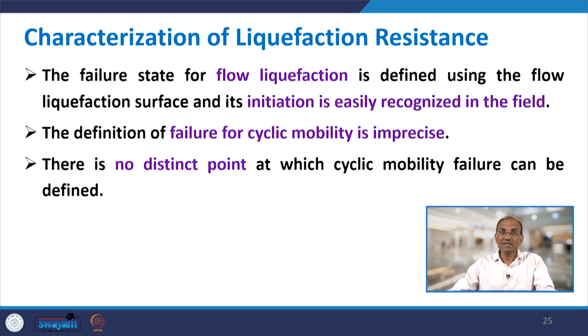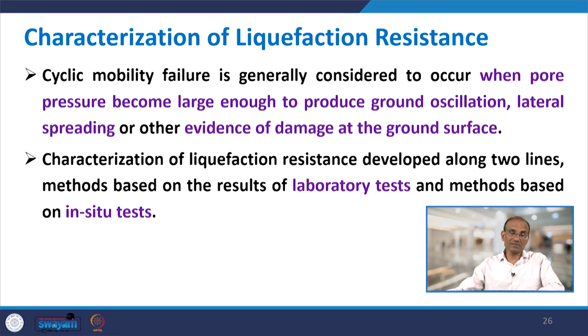There is no distinct point at which cyclic mobility failure can be defined. As a result, some strain or some pore pressure is estimated. Cyclic mobility failure is generally considered to occur when pore pressure becomes large enough to produce ground oscillations, lateral spreading or other evidence of damage at the ground surface. So, cyclic mobility has started when excess pore pressure has reached the point where lateral spreading or other damage on the ground surface has started. Unlike flow liquefaction, where the soil starts flowing, the soil may not start flowing in the case of cyclic mobility.